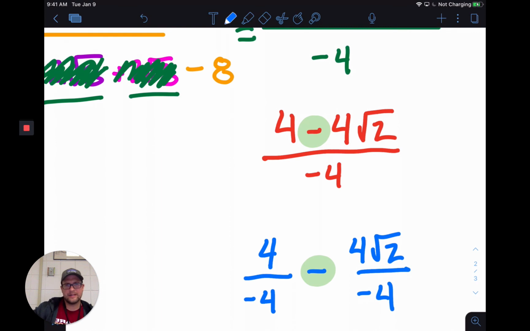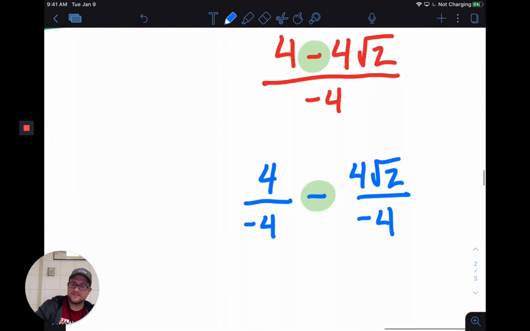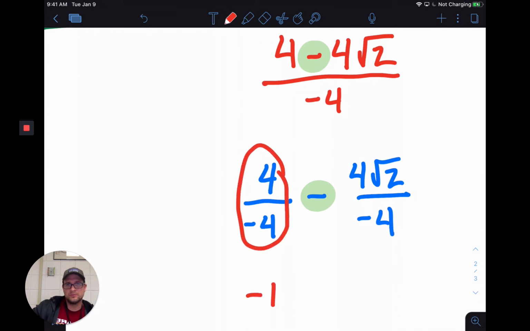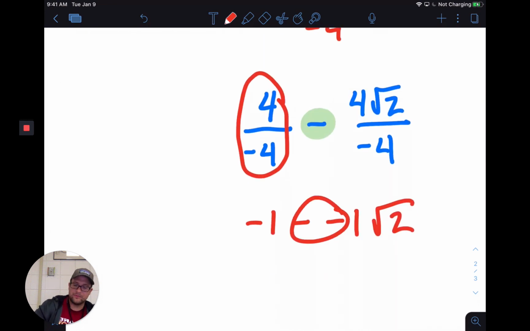And the reason we like to look at it that way is because then we can see this and say, well, 4 divided by a negative 4 is just a minus 1. So we have negative 1 minus, again, we have 4 divided by a negative 4, which is a minus 1, square root of 2. Last but not least, these two negatives make a positive, so we'll have a minus 1 plus 1 square root of 2.